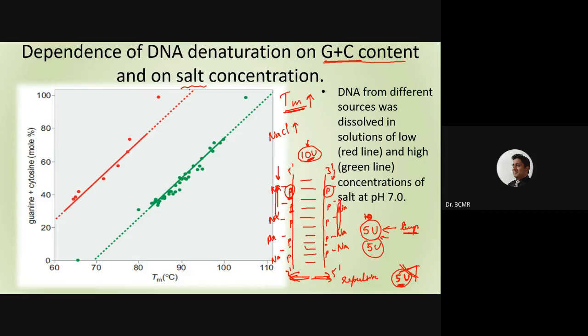The second one, in terms of salt concentration, is shown in green here, where if you add salt, the electronegative forces on the phosphate backbones are reduced, because of which you would have to provide more energy to break the hydrogen bonds, because the repulsive forces are eliminated by the salt concentration. So you can see it in those slides, and I hope you understood the graph.